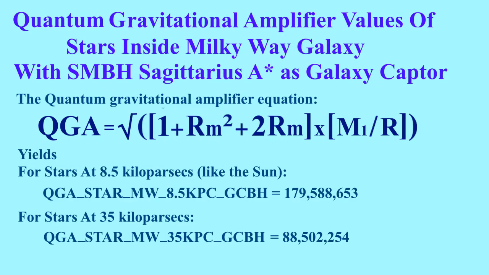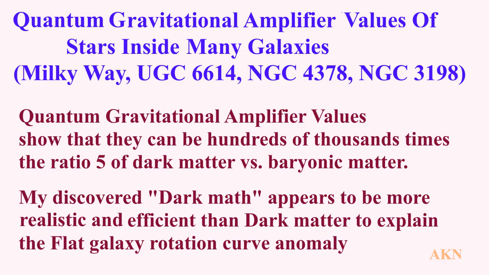Based on my calculations for the validation in the case of the Milky Way galaxy, using the supermassive black hole Sagittarius A star as the galaxy captor for all stars in the galaxy, here are some samples of quantum gravitational amplifier values. So far, my validation calculations of the quantum gravitational amplifier values for several galaxies and galaxy clusters show that they can be hundreds of thousands times the ratio of 5 between dark matter and baryonic matter.